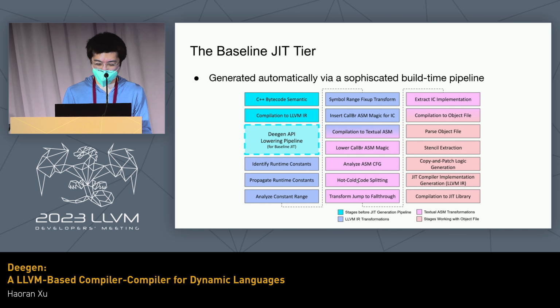code splitting. So hot code splitting is that we try to split the code into a hot part and the cold part. Dynamic languages have a lot of slow paths, so it's important to put those slow paths into a cold code part so that the code locality is better. And then we compile this into an object file.